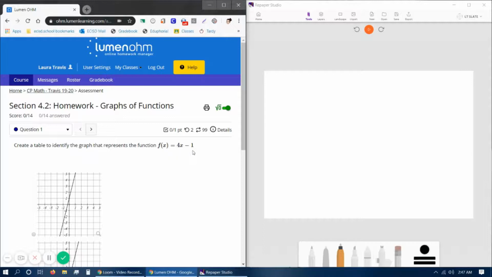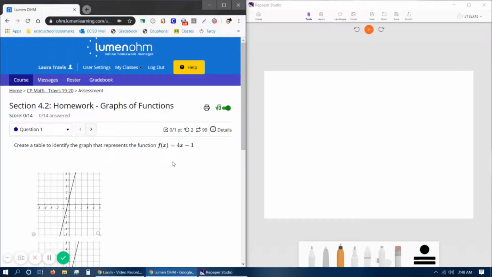equals 4x minus 1. It may say that we need to create a table, and that is one method of solving this function. You could choose a few values for x, plug them in to the function, and then choose the graph that contains those points. However, the computer does not care how we find the answer as long as it is correct.